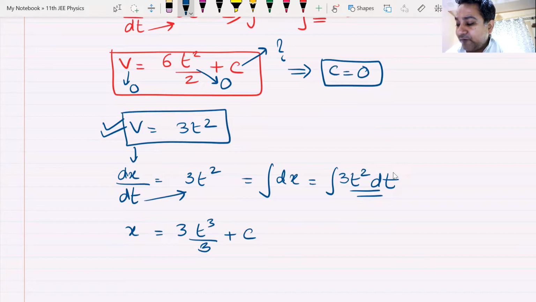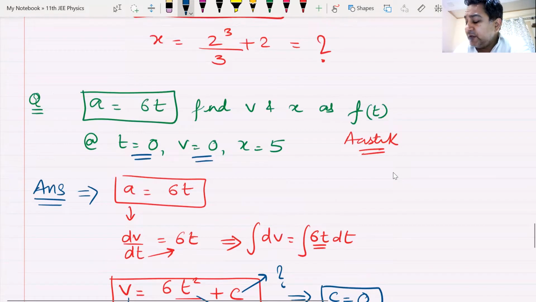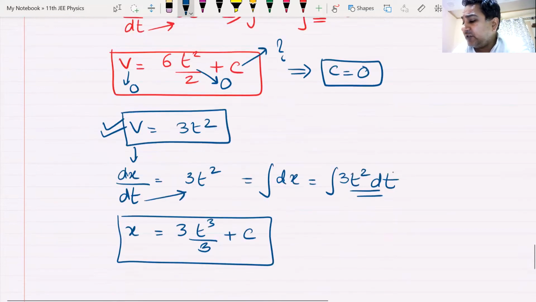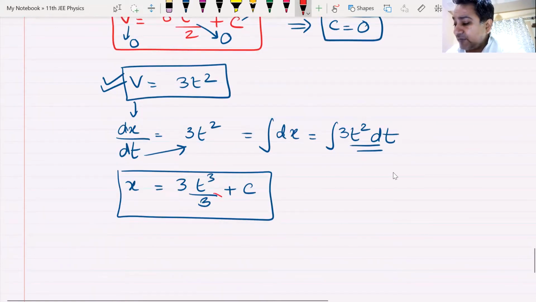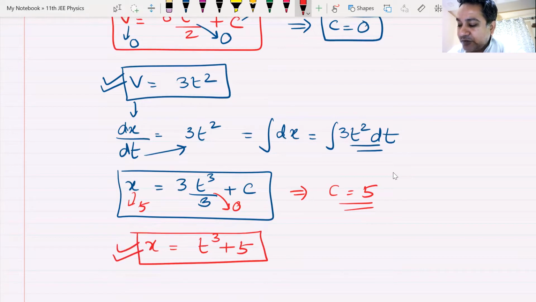But again comes my favorite c. How do I get the value of c? Go back. At t is equal to 0, x is equal to 5. We put the values here. Yes, beta, c is 5. This is 0 and this is 5. You can put the values, get me the answer. c will be 5. What is the final answer for x? x is 10t cubed plus 5. And that is what I was looking for. If you have got these answers, pat yourself on the back that you have done exceedingly well.